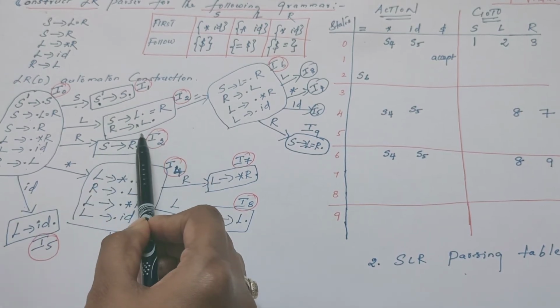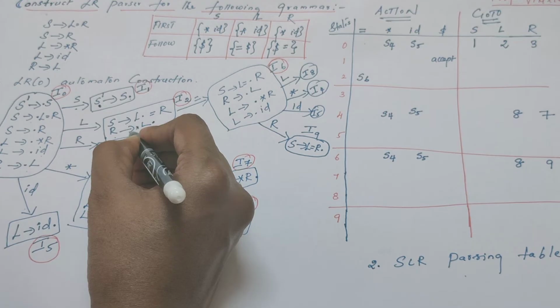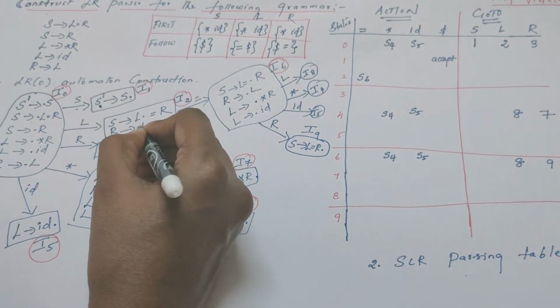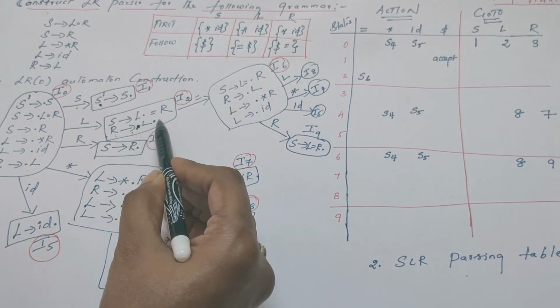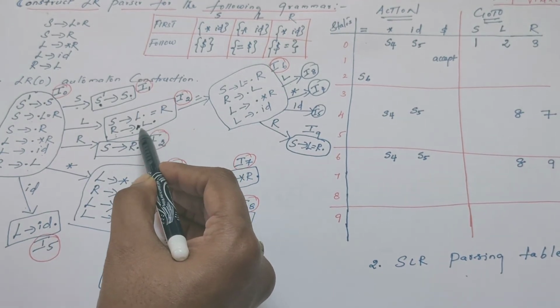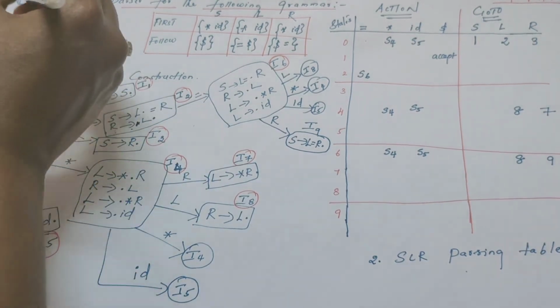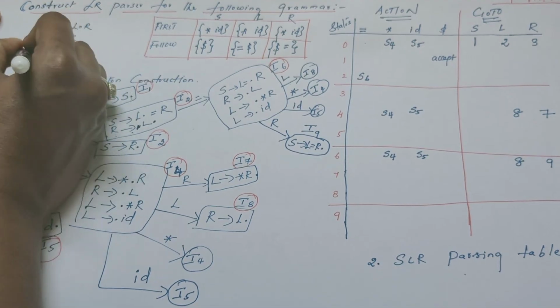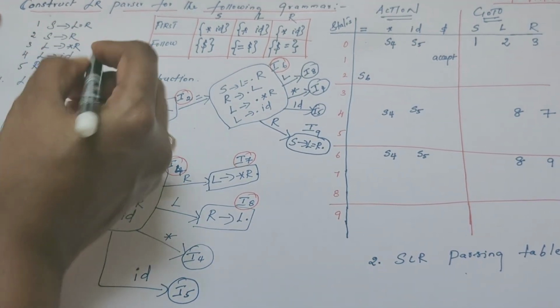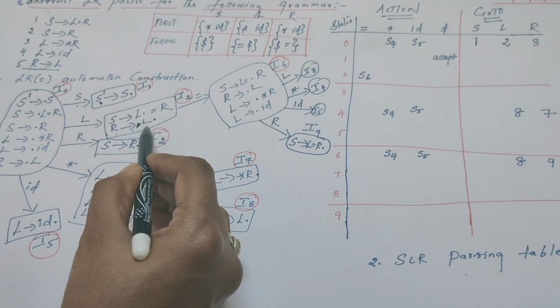Now come to the state I2. The state I2 contains a rule R derives L dot. Please don't ignore this, I have scratched it already. R derives L dot, right? So before entering the rule into the table, let us number the rules also. This is rule number 1, rule number 2, rule number 3, 4 and 5. So R derives L is nothing but rule number 5.